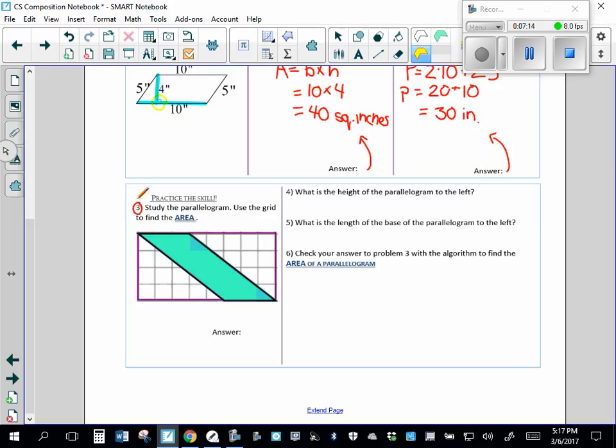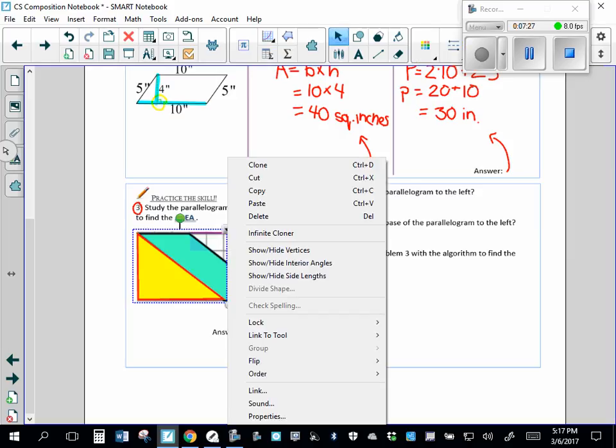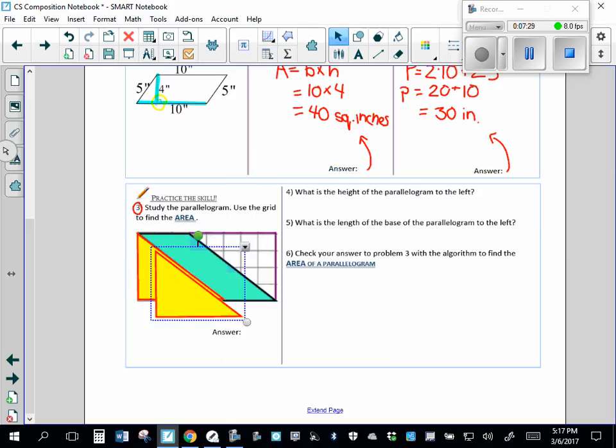Several students came up with this really nice visual of looking at the space that's not blue and recognizing that there's this triangle here, and if I made a copy of it, it fits in very nicely above.